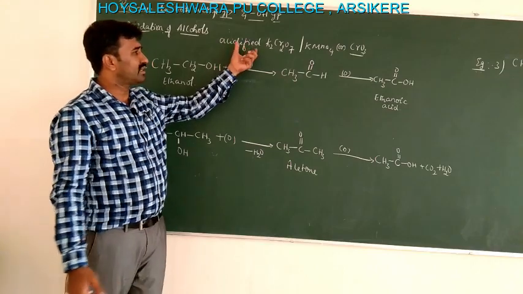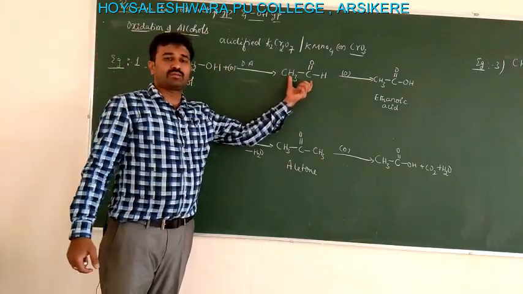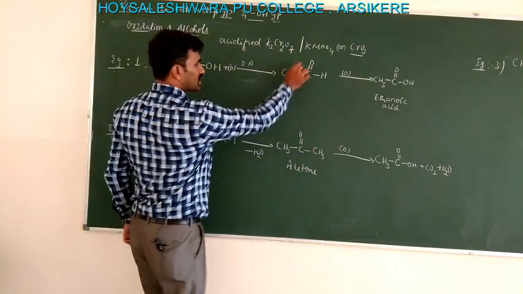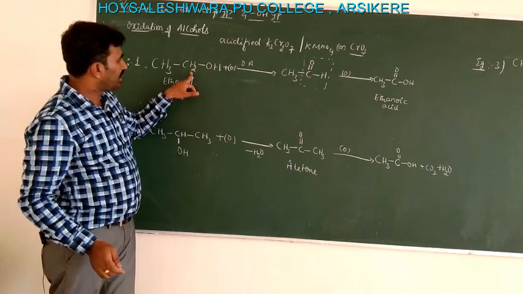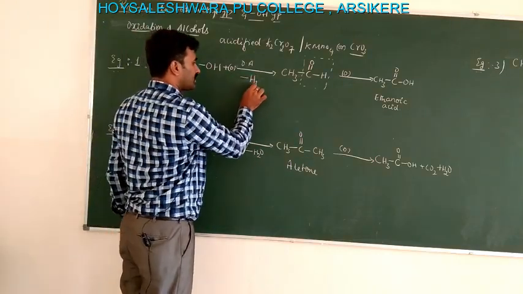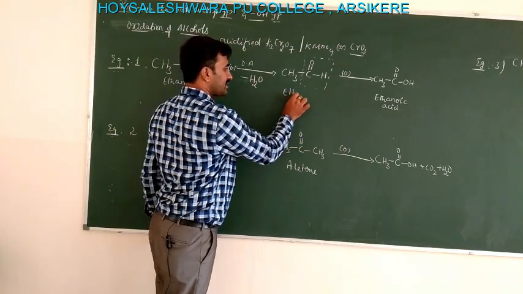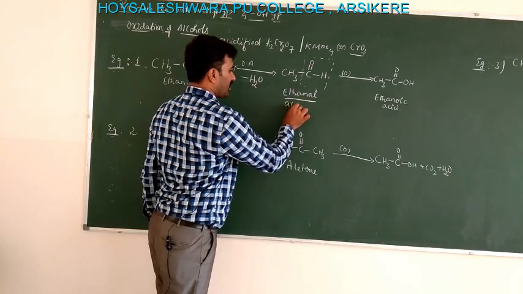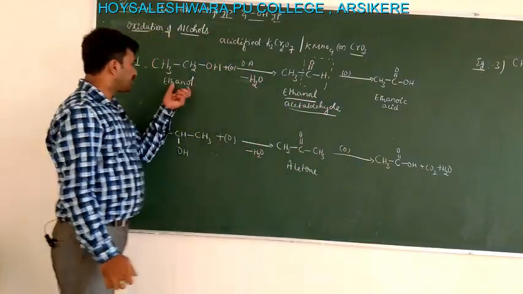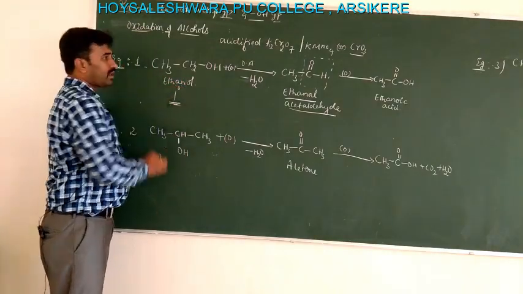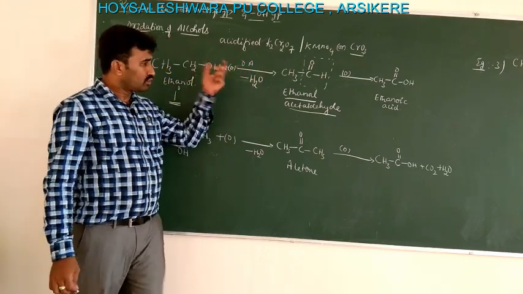Ethanol, upon reacting with acidified K2Cr2O7 or KMnO4 or chromium trioxide, undergoes oxidation to form a carbonyl compound. See the functional group, it is the aldehyde group. Here the hydrogens are removed in the form of water to form a carbonyl compound, an aldehyde. The name of the aldehyde is ethanal, or the common name is acetaldehyde. That means ethyl alcohol, which is a primary alcohol, undergoes oxidation in the presence of acidified KMnO4 or K2Cr2O7 or chromium trioxide to form acetaldehyde.